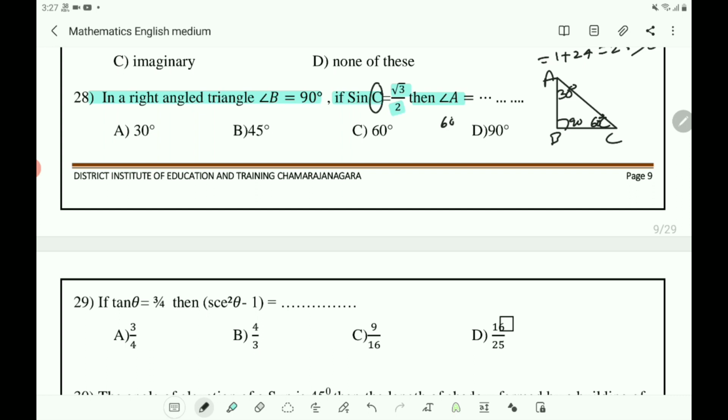You can use the sum of three angles of a triangle is 180 degree. Angle B is 90 means sum of these two must be 90 degree. One is 60 means other must be 30 degree. So what is the measurement of angle A? Angle A is 30 degree. So note down the answer, option A.